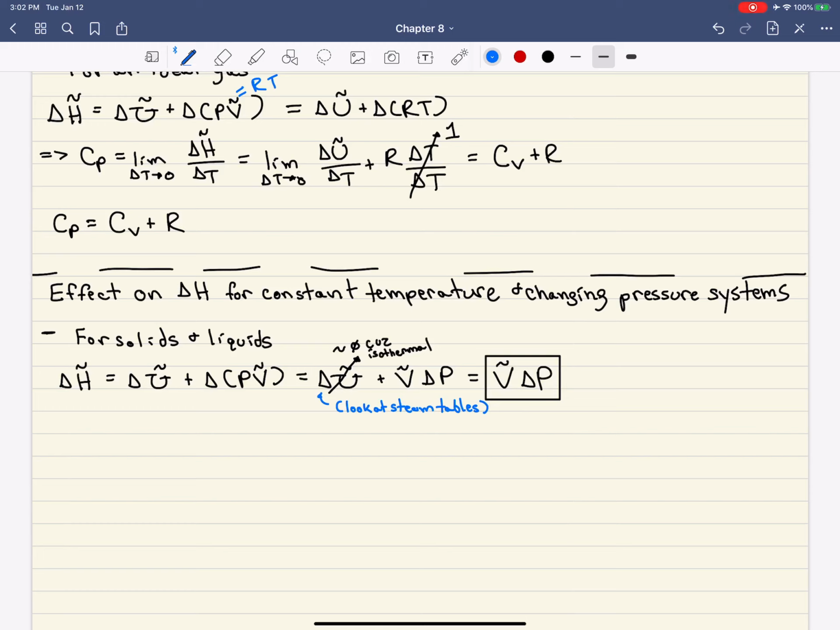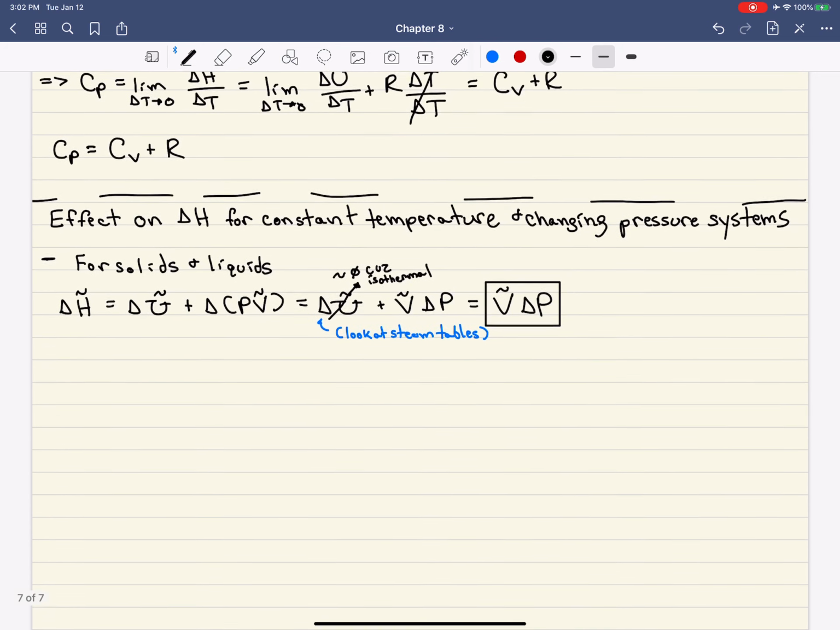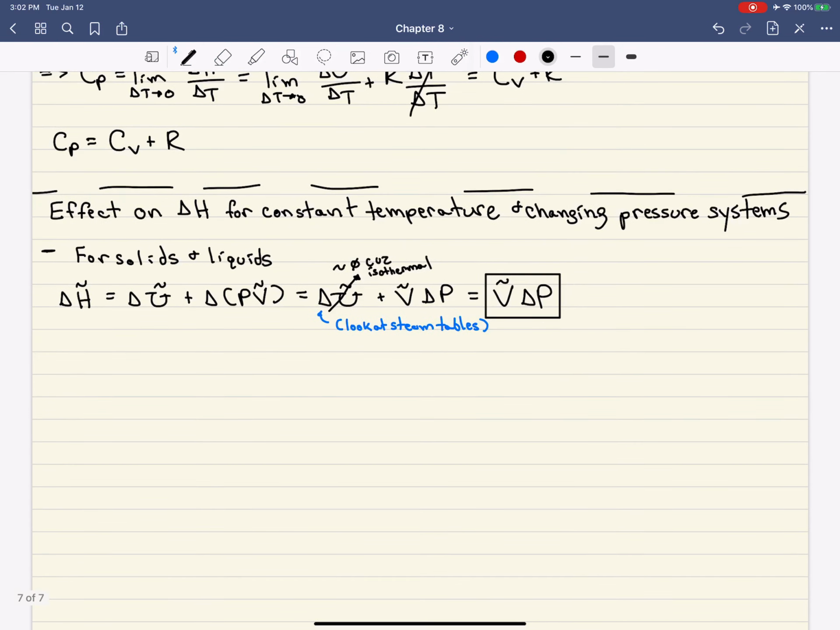Okay? So those were incompressible states of matter. Let's now go to compressible states of matter. We'll begin with the ideal gas. Once again, start with the molar enthalpy, which is equal to the change in the internal energy plus delta PV. The change in internal energy, because we're dealing with a constant temperature system, is going to be 0 because it's isothermal.